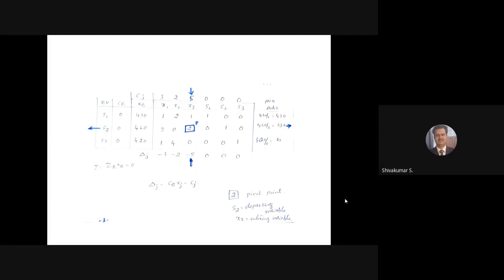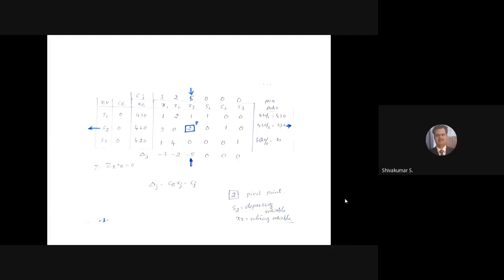Now the 230 row you are going to choose. Now S2 is going to depart in the next table, and x3 is going to enter in the next table. Okay now? Understood?